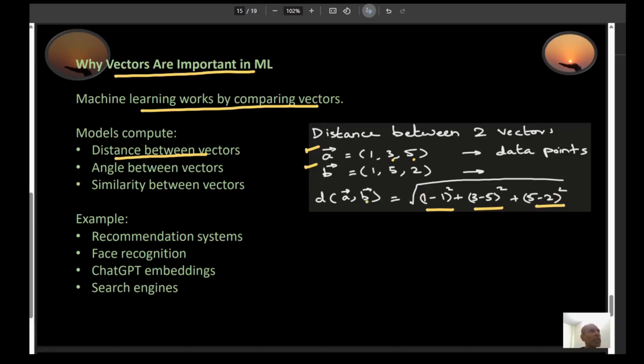So there are algorithms that need that distance. Sometimes models need to compute the angle between vectors. Sometimes they have to find the similarity between vectors. So that's why vectors are important. Some examples would be recommendation systems, face recognition, ChatGPT embeddings, and search engines. All these systems use vectors.